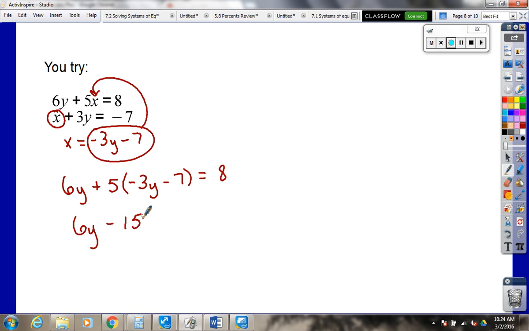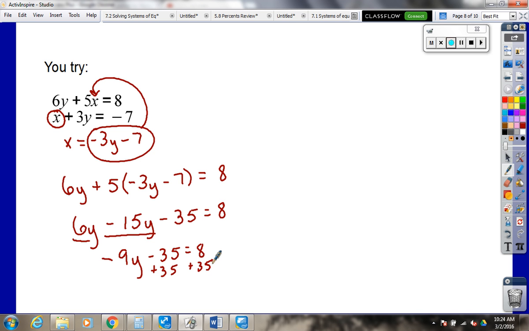Distributing, we get negative 15y minus 35 equals 8. We combine like terms. 6y minus 15y is negative 9y. Adding 35 to both sides gives us negative 9y equals 43, which works out to be the fraction negative 43 ninths. Okay, now which one do we want to sub it in for?